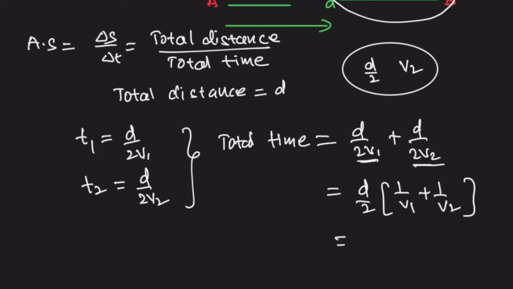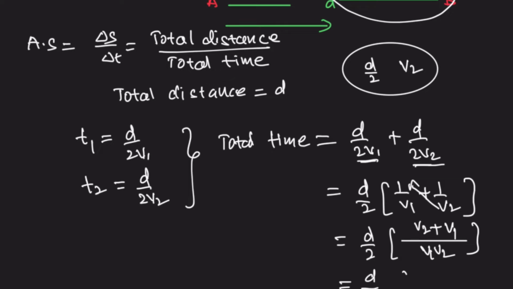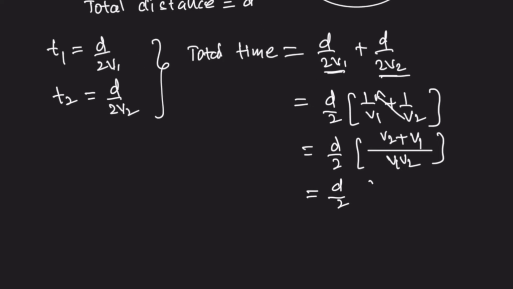Next, D by 2. See here, LCM is V1 V2. And so this is V2 into 1, V2, and V1 into 1, that is V2 plus V1. So this is D by 2, V2 plus V1, which is nothing but V1 plus V2, by V1 V2. So this is the total time.